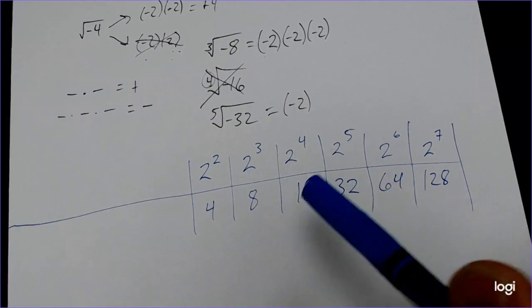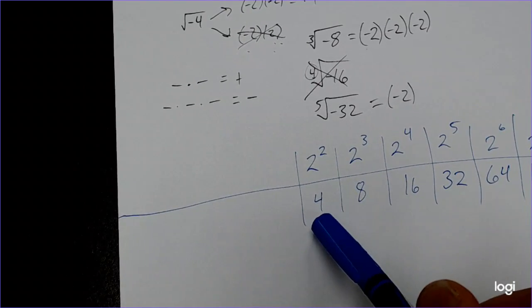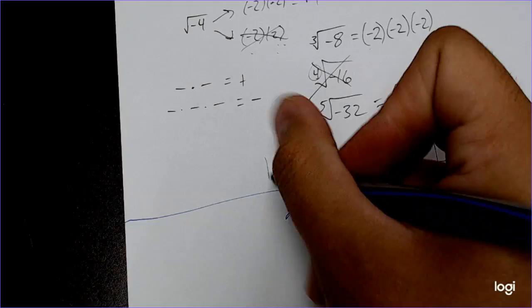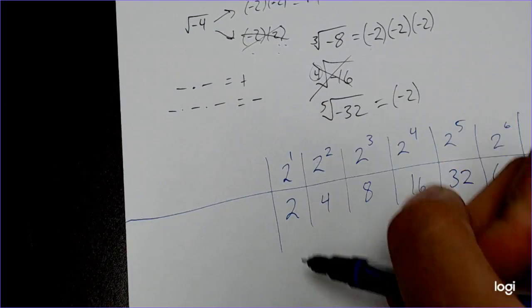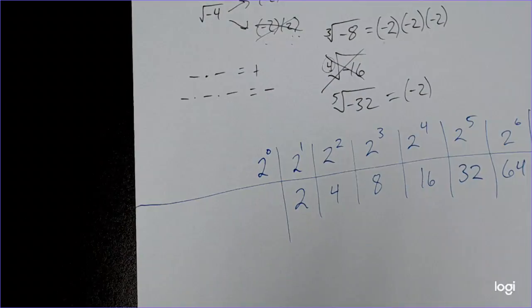32 divided by 2 is 16. 16 divided by 2 is 8. 8 divided by 2 is 4. And 4 divided by 2 is 2, right? And that matches because 2 to the power of 1 is just the number 2. Now here's the question: what is 2 to the power of 0?